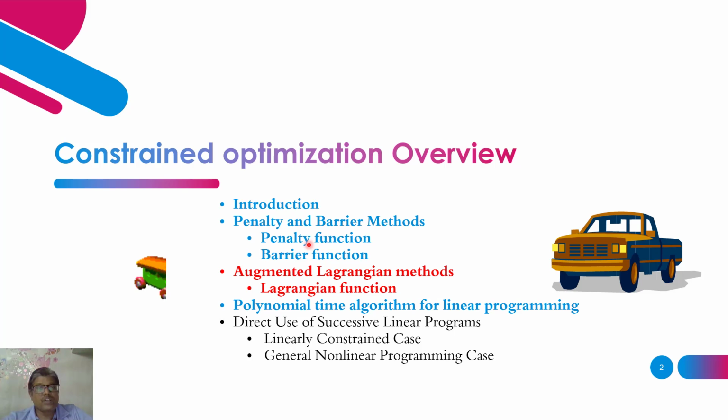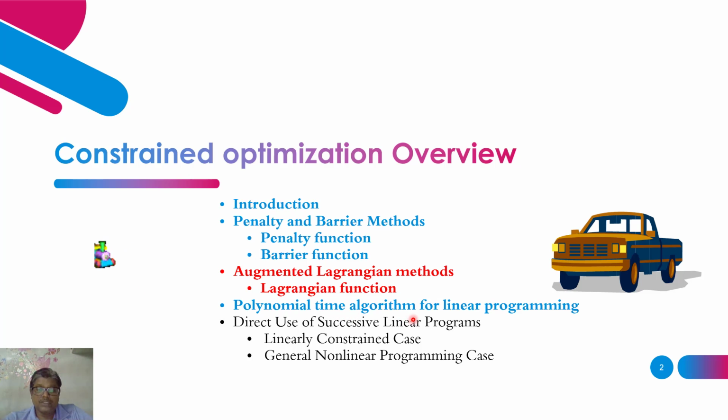In that, we'll be using some penalty functions and barrier functions to convert the constraint optimization into unconstrained optimization. Similarly, there are Lagrangian methods available, the augmented Lagrangian method. In that, Lagrangian functions are used to convert the constraint optimization into unconstrained optimization. Apart from this, there is something called a polynomial time algorithm for linear programming.